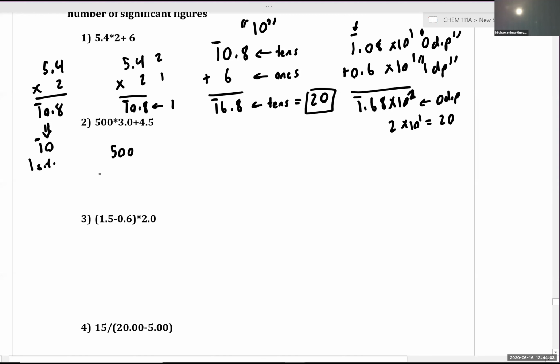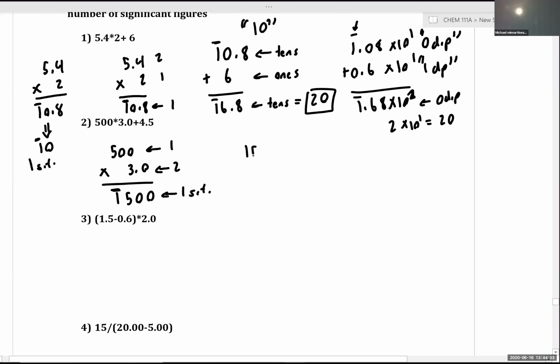So let's look at this next example. We have 500 times 3.0. How many sig figs does 500 have as written? 1, exactly. 3.0 has 2. For multiplication, we care about sig figs. That in turn gives us 1,500 that we note should only have 1 sig fig. So we put a bar over our first significant digit.